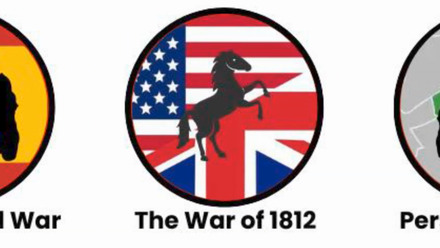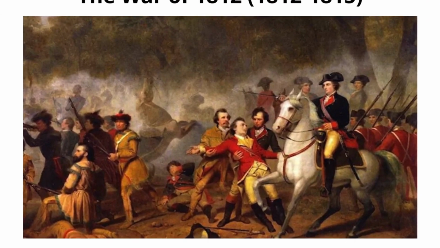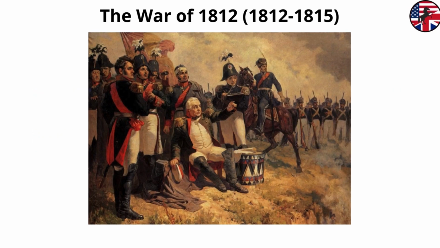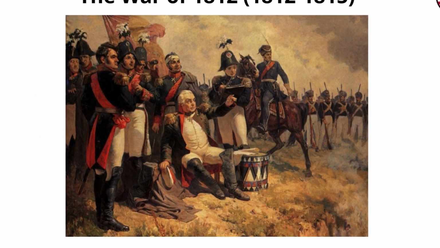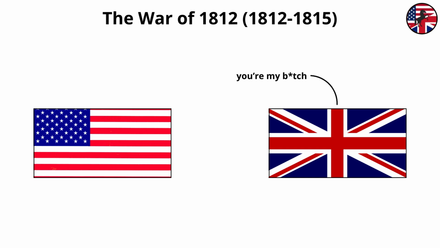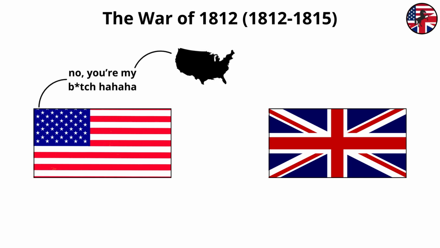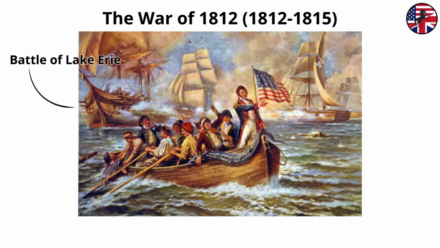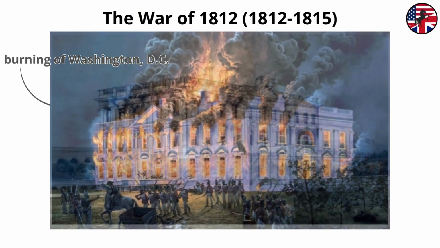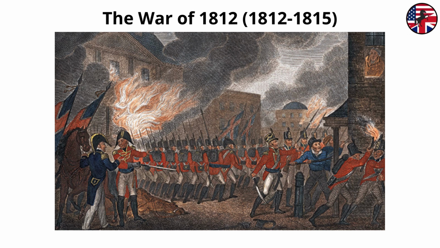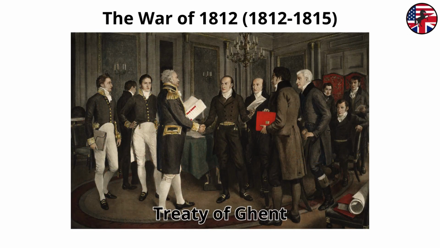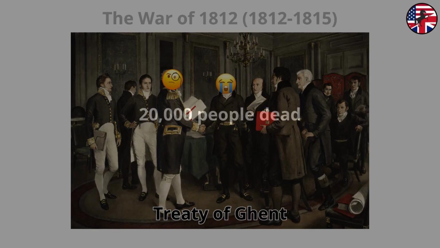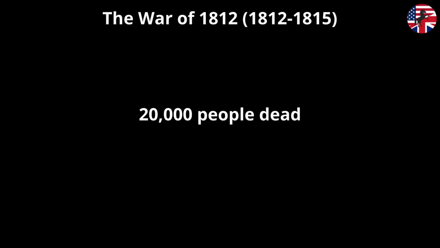The War of 1812. This war was fought between the United States and Great Britain. It was primarily caused by British restrictions on American trade, the impressment of American sailors into the British Navy, and American territorial expansionism. The war saw significant battles such as the Battle of Lake Erie and the burning of Washington, D.C., including the White House and the Capitol, by British forces. The war ended with the signing of the Treaty of Ghent in 1814, restoring pre-war borders and resolving many of the disputes that had led to the conflict. Approximately 20,000 people were killed during the war.